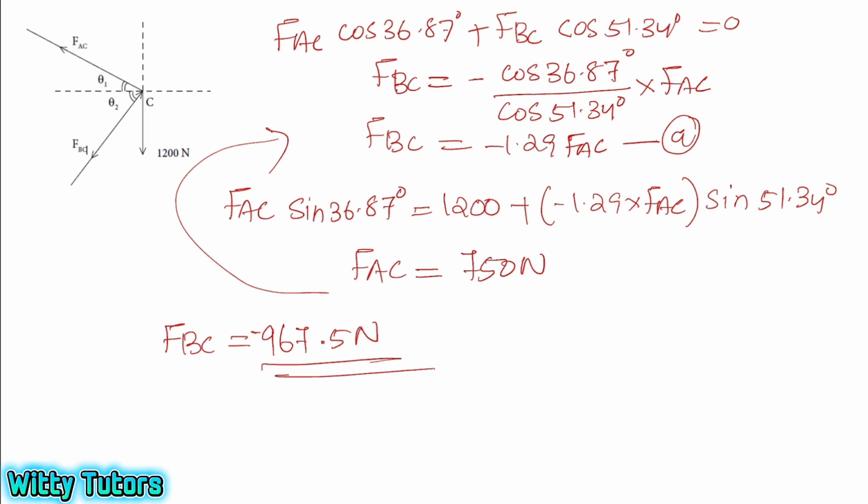The force induced in the bar AC is 750 Newton, and in the bar BC it is minus 967.5 Newton. This negative sign implies that the member BC is in compression. We assumed that both the bars are in tension, but finally we got this value as negative, which means the bar BC is not in tension but in compression.